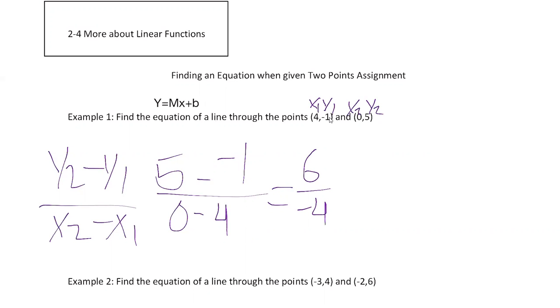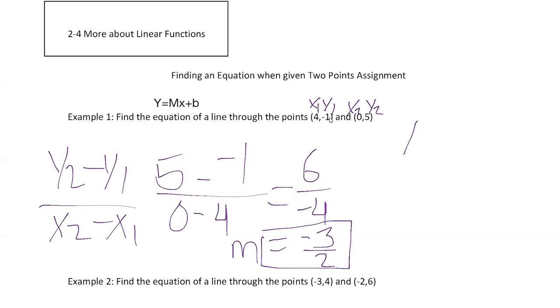You don't have to, but it's highly recommended you simplify this. If you're not good at that, you could use that website, but it would be -3 over 2. Usually the smaller your numbers are, the nicer it is to work with. So we've got our slope. Remember, this is our m.